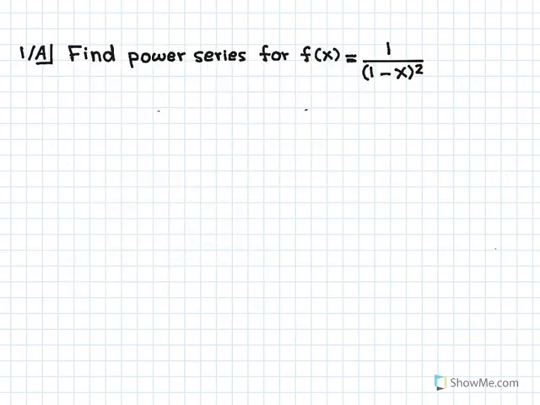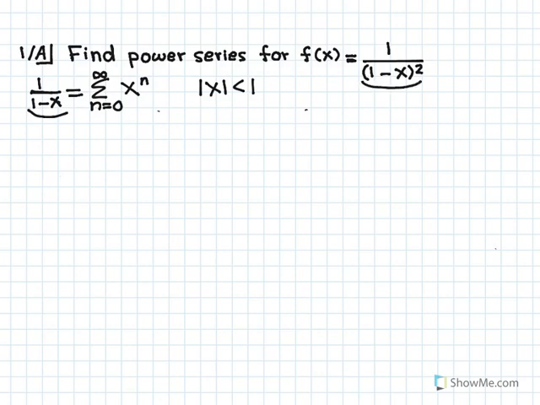Let's start with exercise 1a. So let's start with the geometric series 1 over 1 minus x is equal to summation n equals 0 to infinity x to the power of n. Now notice, when we differentiate this geometric series, we're going to obtain in the denominator (1 minus x) to the power of 2, which is what we want, because we want to find the power series representation of the function 1 divided by (1 minus x) to the power of 2. So that's the motivation for differentiating both sides of this geometric series.